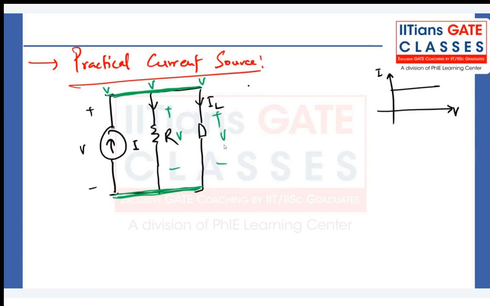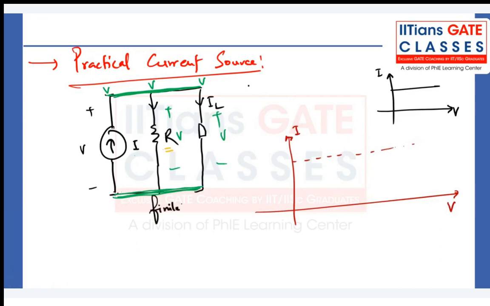Earlier IL was equal to I. Suppose this R is infinite. If R is infinite, then I will be equal to IL. Let me draw this picture separately here. This is I and this is V. So ideally this is the picture. But now, this R is finite.